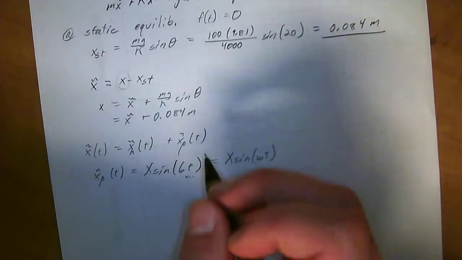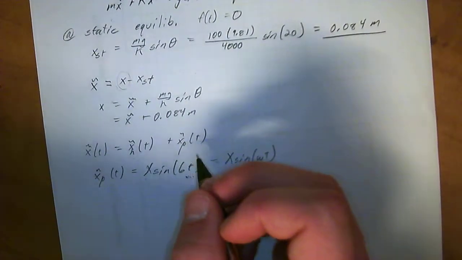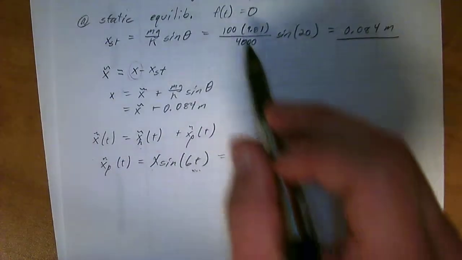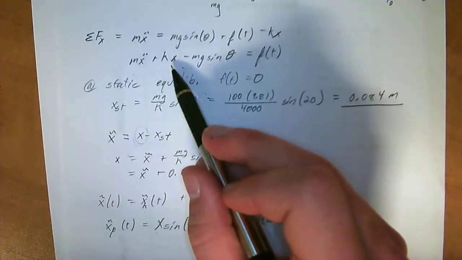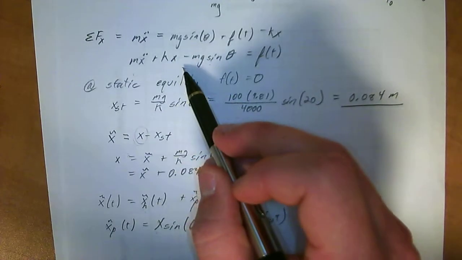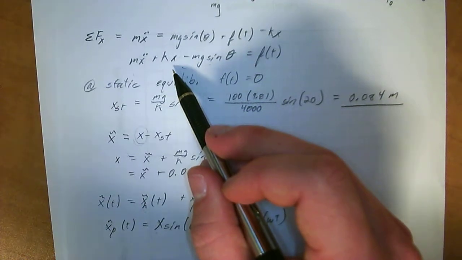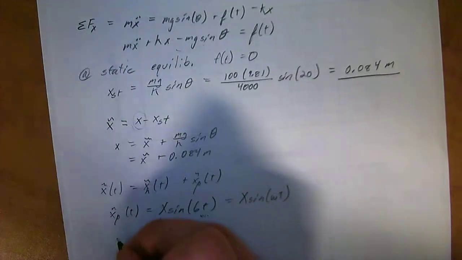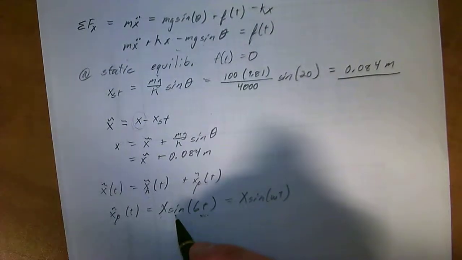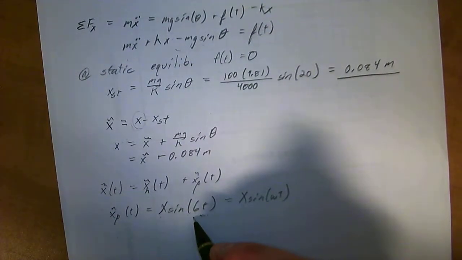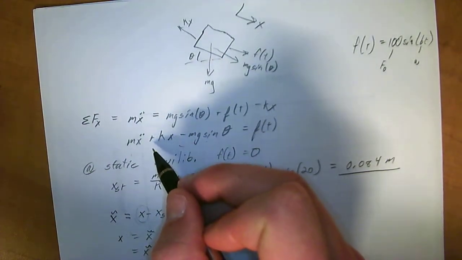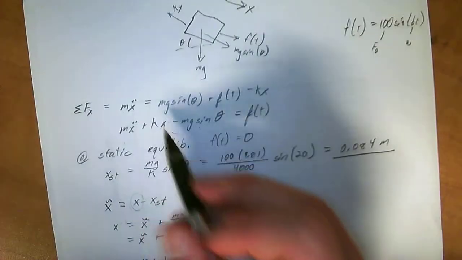Let's see here, make sure I get this correctly. Once you have xp of t, you can substitute it back into our equation of motion up here, and you'll be able to solve for this value of x. So if you do that, and you substitute x sine of 6t back up here into the equation of motion, and you replace these x's with x tildes, and since we're working with x tilde, you no longer have this. I'll just write it out.